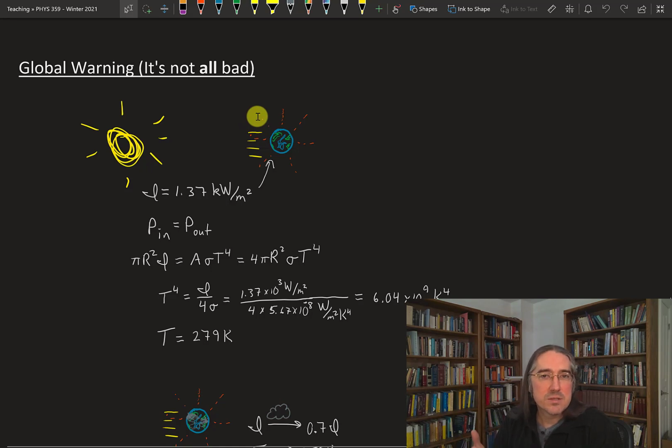So the Earth's temperature is pretty constant. Maybe it doesn't feel like that day to day, but when you average over the globe, the Earth's temperature is pretty constant. So we must be in some steady state. And if we're in a steady state, that means that the power in has to equal the power out. So this ends up being a simple application of blackbody and Stefan's law.